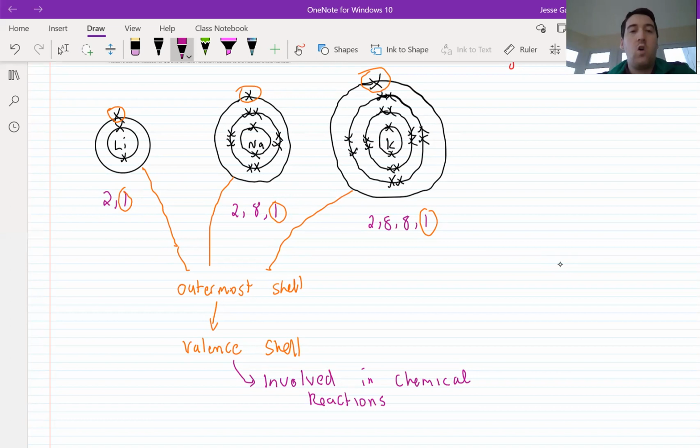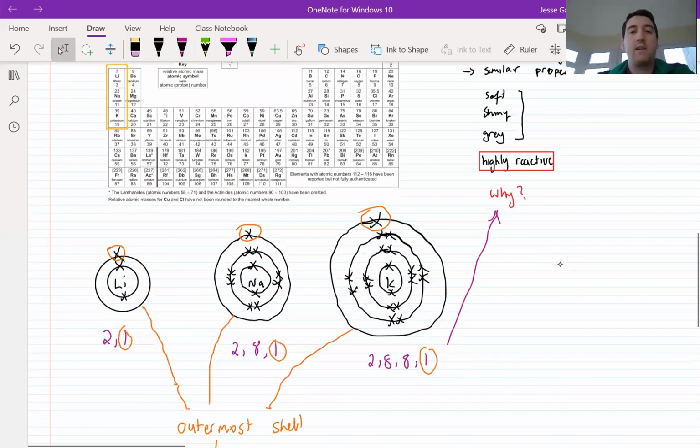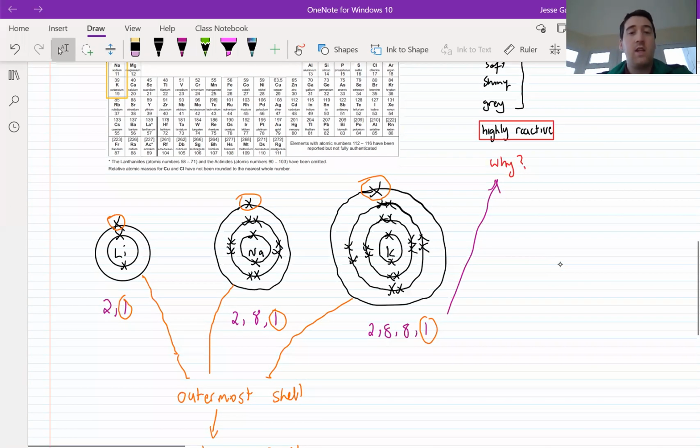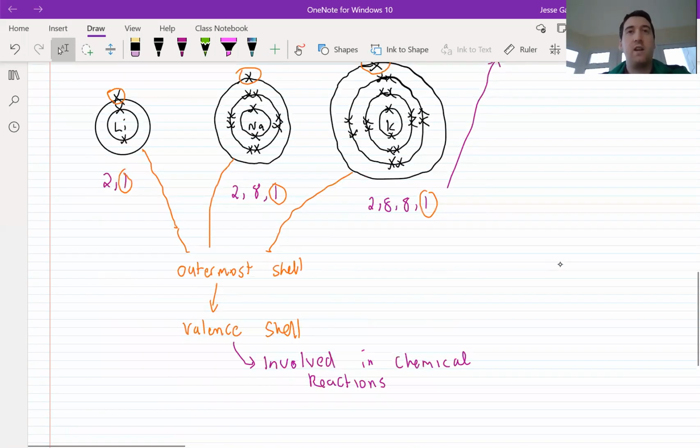So as you see, all of these elements, lithium, sodium, and potassium, all have 1 valence electron. This is the reason why they have similar properties. This is why they're all highly reactive. Now, this will make more sense in a couple more lessons when we talk about how atoms combine. Why are they so reactive? Because they've got 1 electron in their outer shell. Just know that these are similar to each other because they all have the same amount of valence electrons, or electrons in their valence shell.